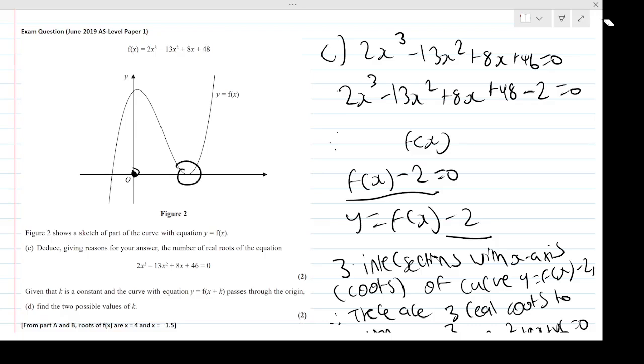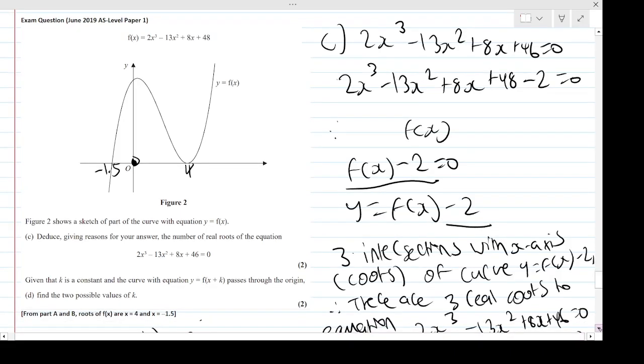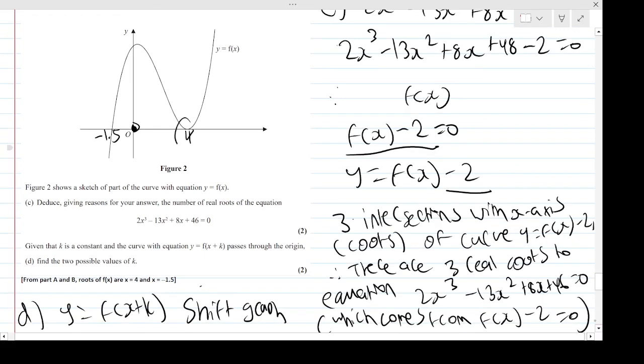Okay, well, what are these points? Well, that's why you need to do pi and b. These roots are 4 and minus 1.5, so we do have values for them, okay? So then we need to basically move 4 to 0, which would mean shifting the curve to the left, and minus 1.5 here, we need to move it to the right by 1.5, okay, to get to 0. So that would give me two values, which is what we want, okay. Cool, so let's do that.